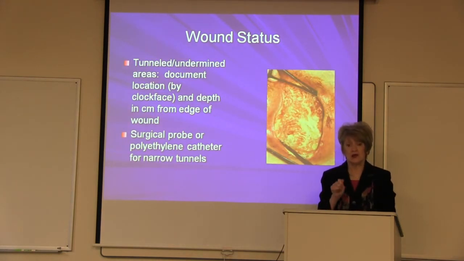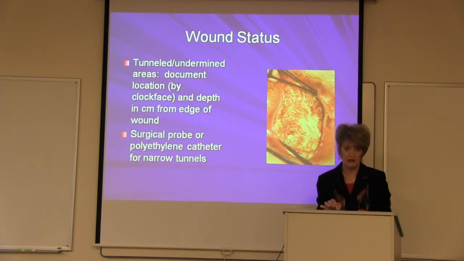Now you're going to take either a cotton-tipped applicator, or if you have very narrow tunnels, you want to use a surgical probe or a little disposable suction catheter or urethral catheter, because you want to make sure that you know exactly how much tissue damage there is. You never want to miss a tunnel. You never want to miss an undermined area. Again, for two reasons. One is you will fail to capture the true extent of the wound if you fail to capture tunnels and undermined areas. And then you have an incorrect baseline.